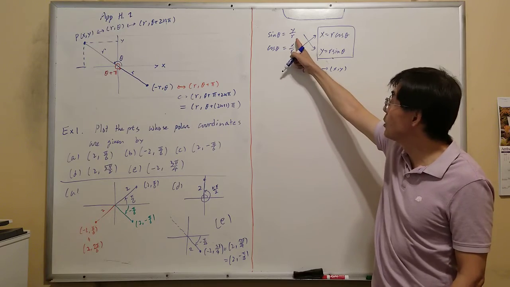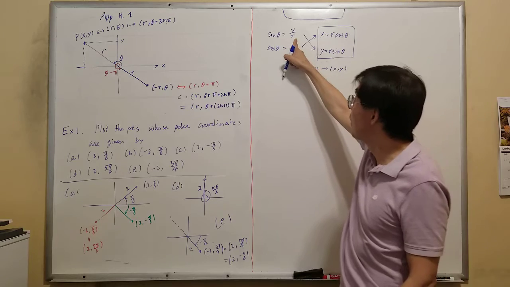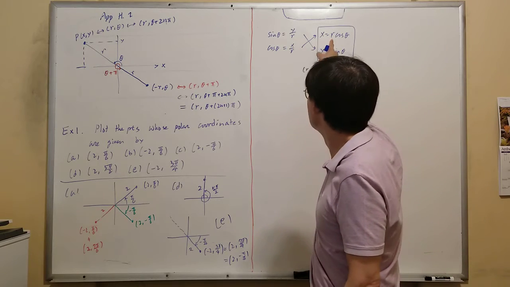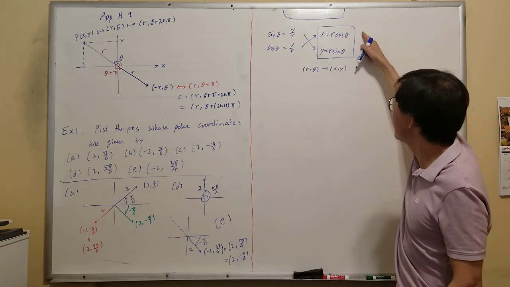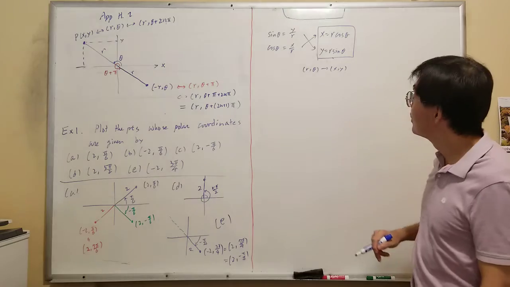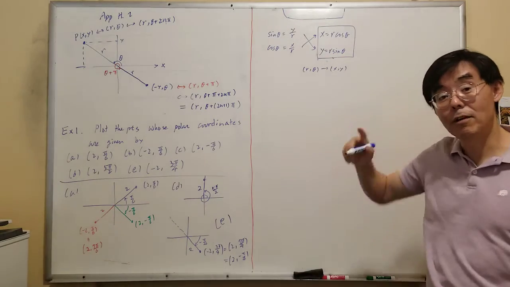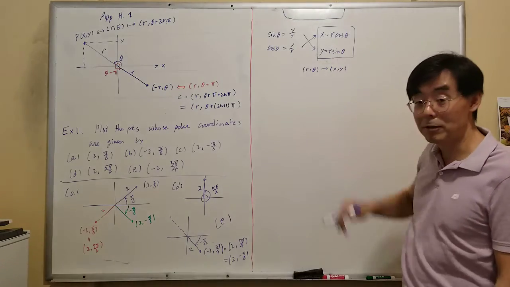Now, even though we started with positive r values only, even if r is negative, that will correspond to cosine of theta plus pi, sine of theta plus pi. Okay? So it will work even if r is negative. Still, the xy coordinates will follow this.